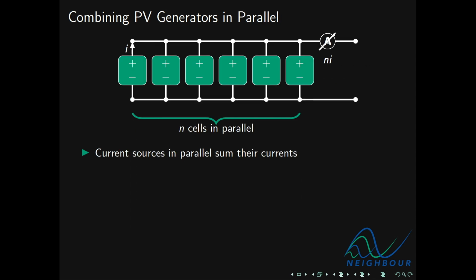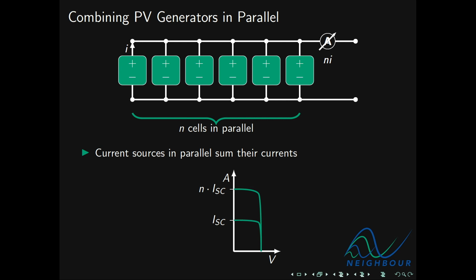We can also combine in parallel, in which case PV generators act as current sources. Because they are in parallel, KVL tells us that they must have the same voltage across them. So as long as they have the same voltage across them, they can pump out as much current as they want.